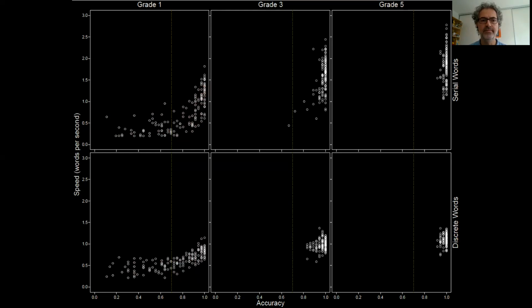And in third grade, everyone is more accurate, of course, and faster. And the important thing to note here is, first, there is a much greater range of speed in reading word lists than in reading isolated words. And the increase in speed from first to third grade in reading word lists is much greater than the increase in speed between these grades in reading isolated words. And this is quite obvious for grade 5 as well.